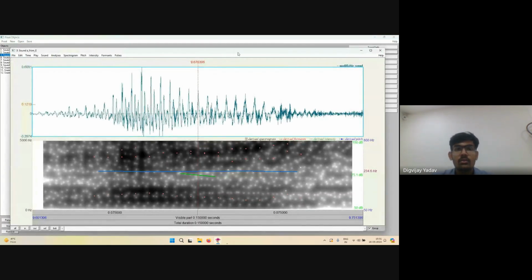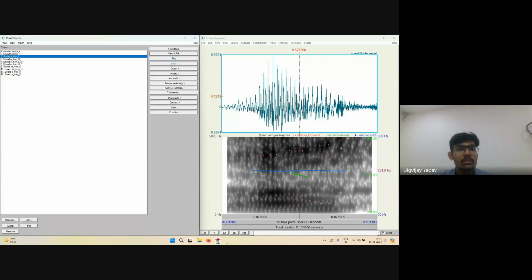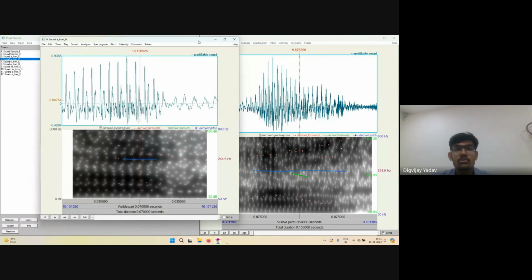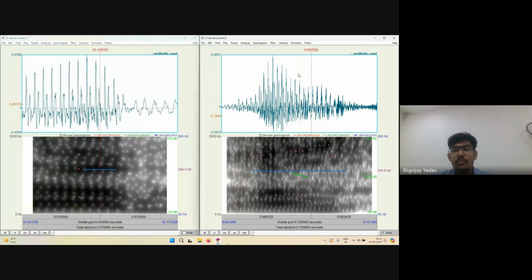So I'll be opening one sample here and the other sample here. The sample here is the English one, and the sound here is A. And this sample is from the Hindi one, and this is also A. One thing we can see is the blue line that is being represented on this graph. It represents the pitch of the individual. If the pitch of the individual is similar, there is a high chance that the individual is the same.